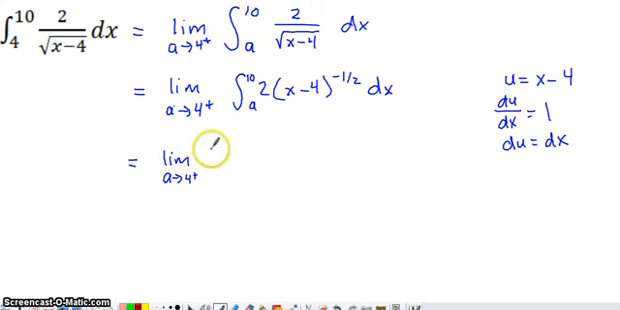I'm going to pull the constant 2 out in front of the integral as well at this point. And then in place of this x minus 4, I'm allowed to put u, right? u is equal to x minus 4. So we're going to have u to the negative 1/2 du within the integral.